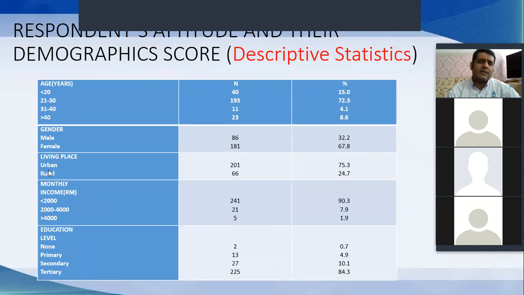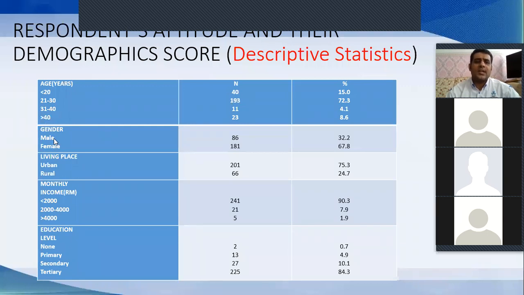This is one of the previous study tables I have taken from my own study. In this table we can see the age: 40 people in this study were less than 20 years old, and they are 15%. Then from 21 to 30, they are 193 in number, and the percentage is 72.3. Then similarly for 31 to 40, and more than 40.